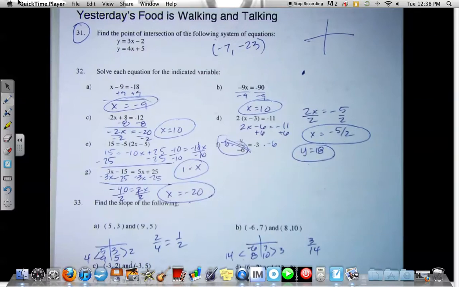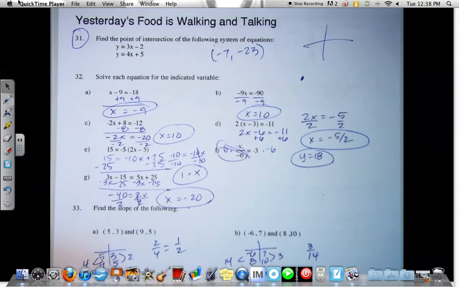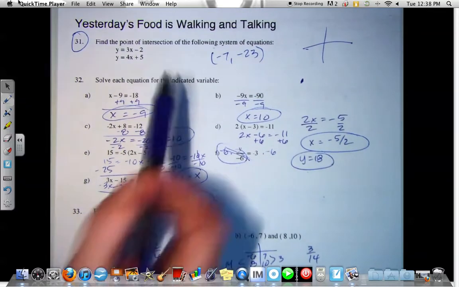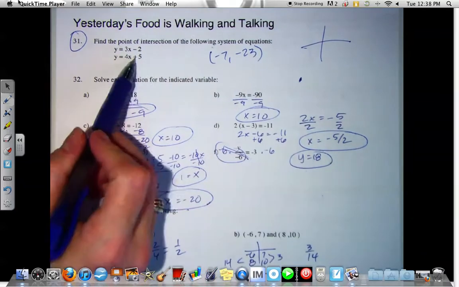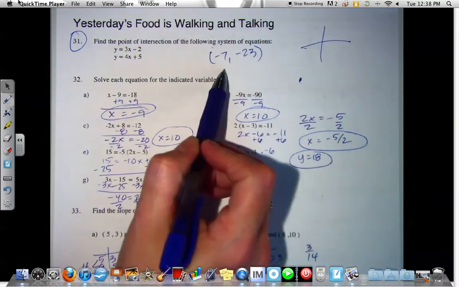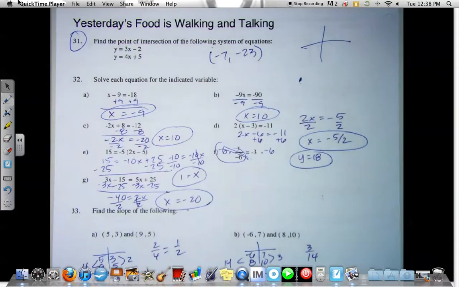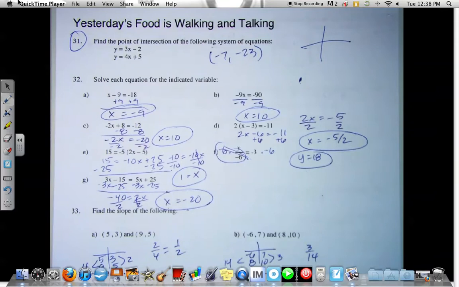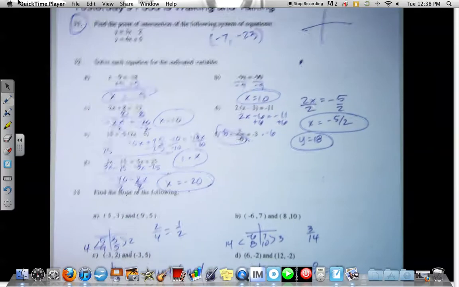All right, 31. This one was way off the chart. You're looking for the point of intersection, so you're drawing one line and then drawing the other, and they did not intersect until way out here at -7 and -23. The problem that you'll have on the test will be easy to be found on your graph paper.